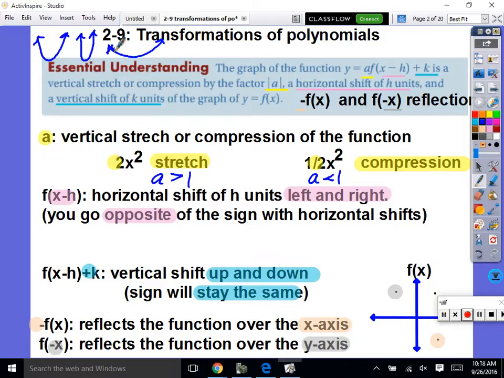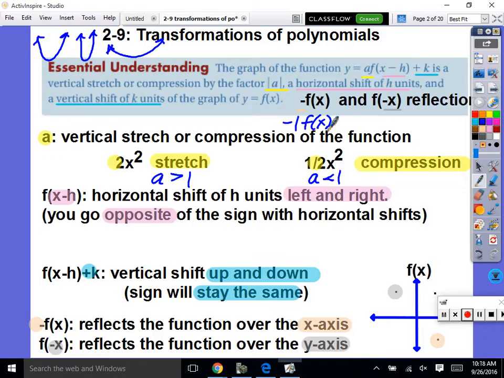Now, that negative in front of the function is a reflection. There are 2 types of reflections you're going to see. If it's negative 1 times the function, then that is a reflection over the x-axis. And if it's f of negative x, if they're plugging in a negative x, that's a reflection over the y-axis.